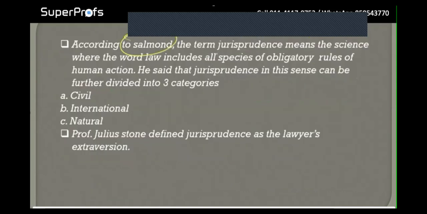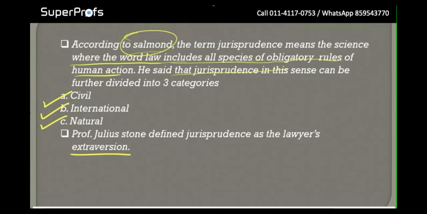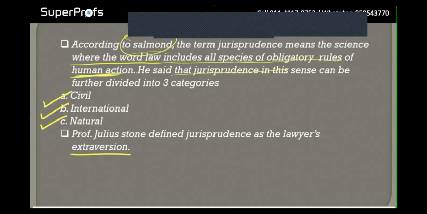According to Salmond, the term jurisprudence means the science where the word law includes all species of obligatory rules of human action. He said that jurisprudence in this sense can be further divided into civil, international and natural. Now, Professor Julius Stone defined jurisprudence as the lawyer's extraversion. So different people are telling different things. Salmond is a very big authority, and he is saying that law includes all species of obligatory rules of human action. So this is generally what the law is, and we can have civil, international and natural when we study jurisprudence.